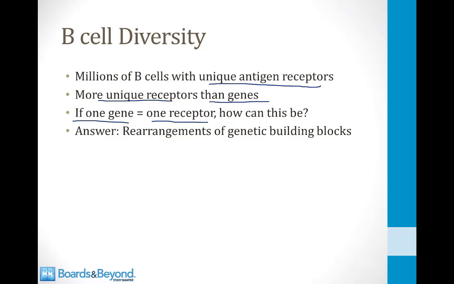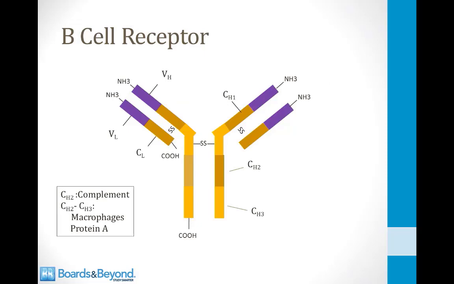Well, this problem was solved several decades ago by realizing that our body rearranges genetic building blocks to make the diversity of B cells. This is very similar to the way that we use 20 amino acids to create millions of proteins. We assemble them in different mix and match ways to get lots and lots of proteins. The same is true for B cell receptors. We take a small number of genes and we arrange them in lots of different ways to get millions of different B cells.